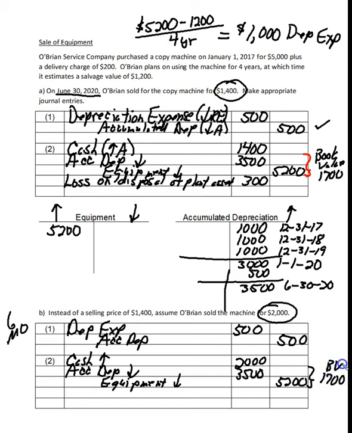I'll just do BV here for book value. So if I sold the equipment for $2,000, it has an accounting book value of $1,700. This time we have a gain. Gains are like revenue, they're credits. So I'll create an account called gain on disposal of plant asset.